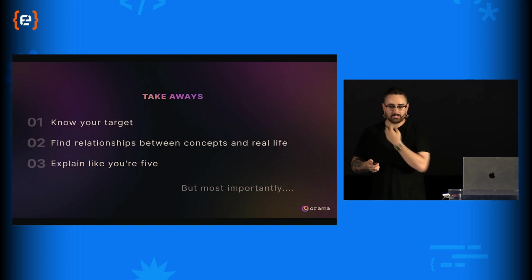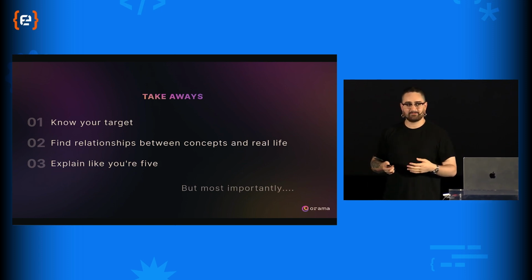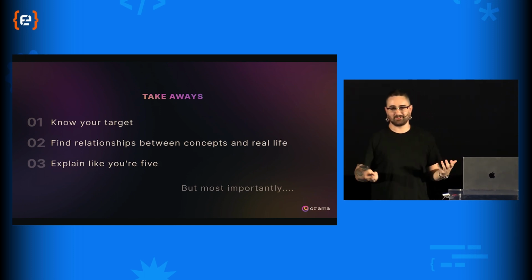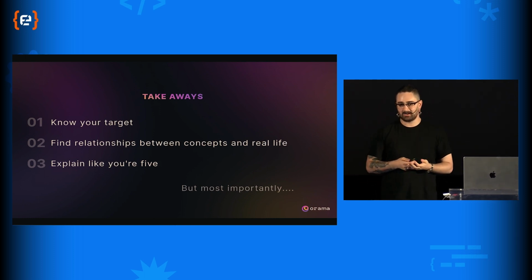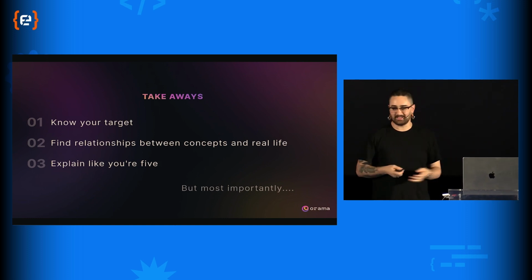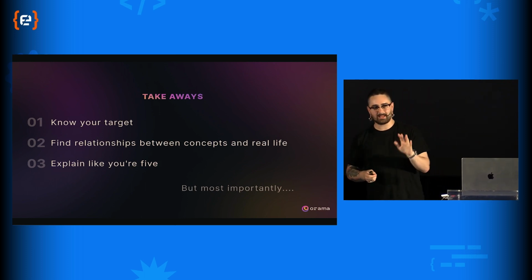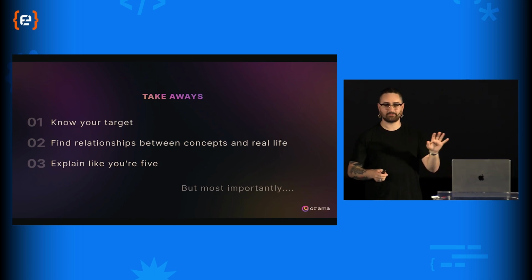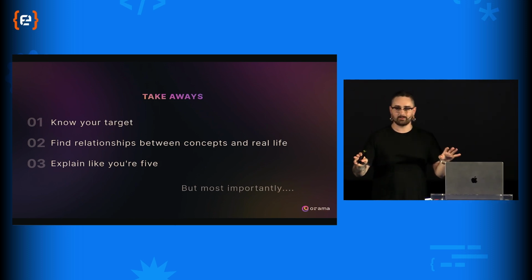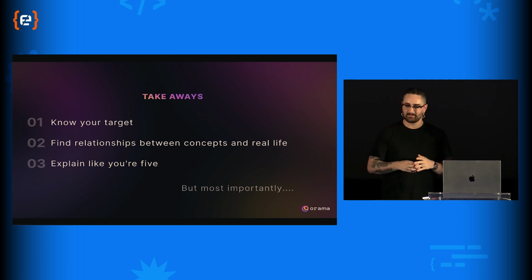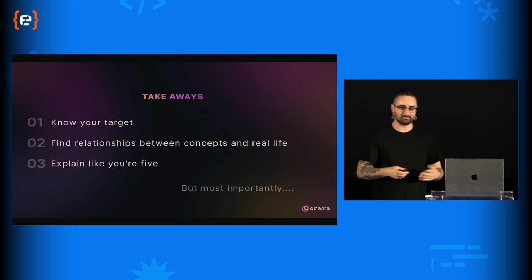And finding relationships between concepts and real life is the only possible way, at least for me, to understand what's going on. So for that reason, we truly believe that in order to make things accessible, we have to explain them like we are 5. And if I cannot understand them like I'm 5, please explain to me like I'm 3. Because there's nothing wrong in asking for help when you have to understand such complex topics.